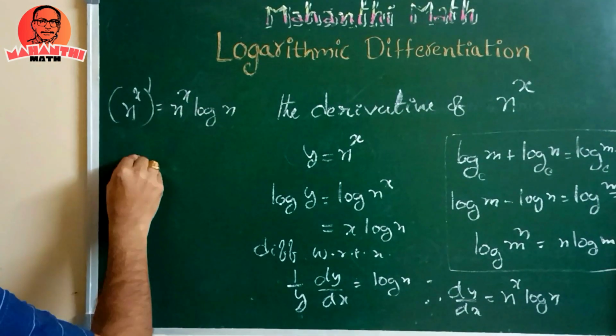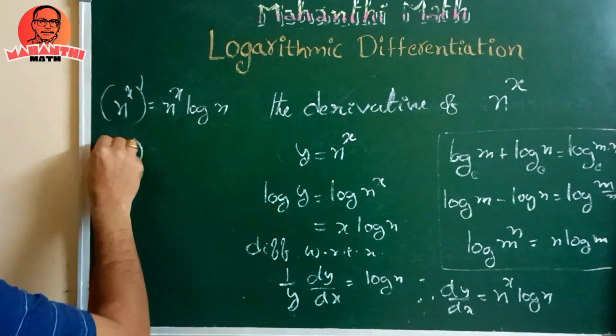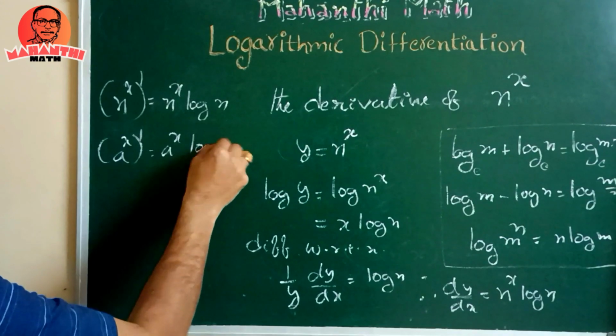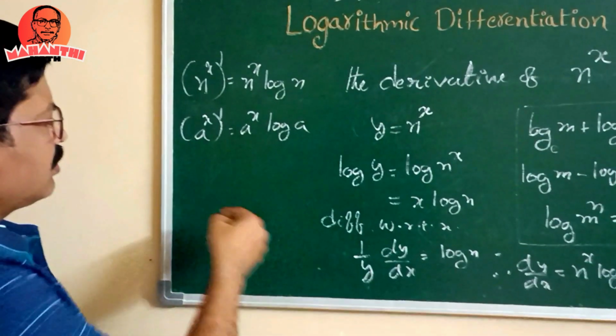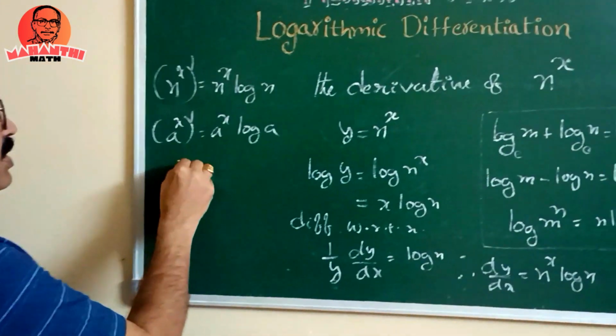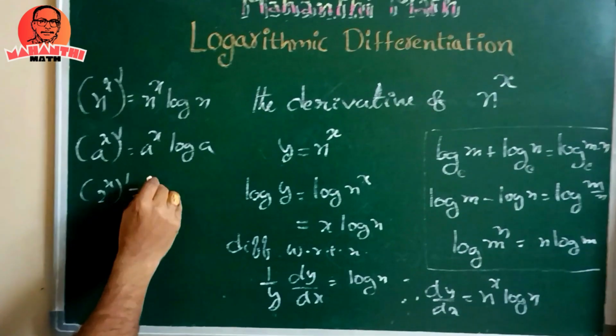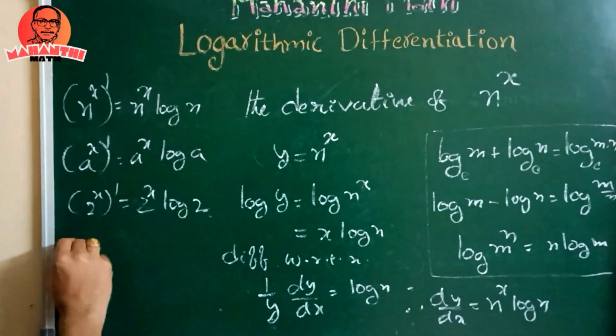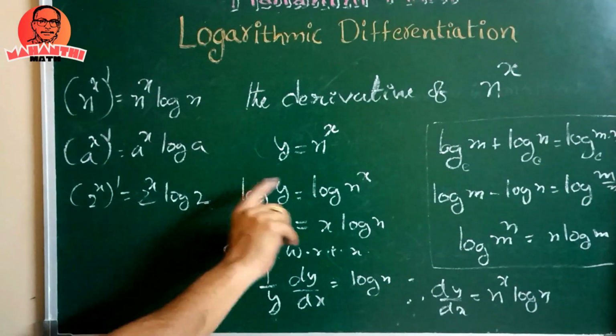What is the derivative of a power x? A is constant here. A power x into log a. Any constant: 2 power x derivative is 2 power x into log 2. Okay, this is the a power x or n power x derivative.